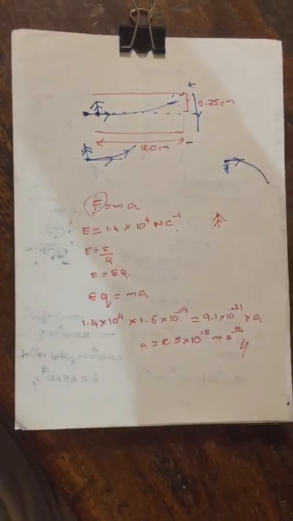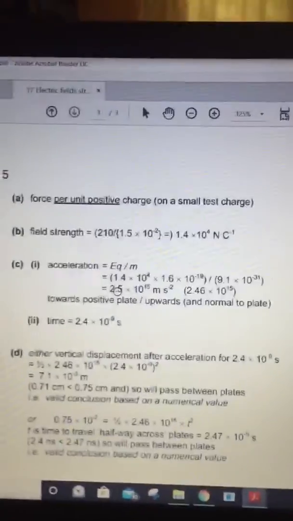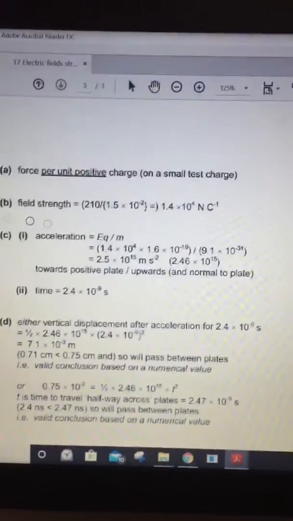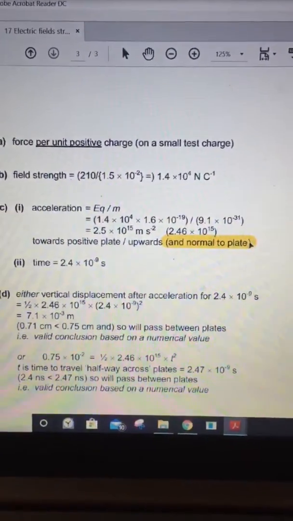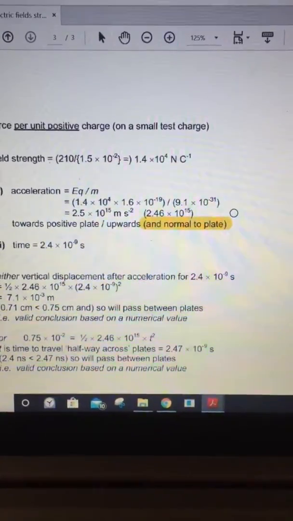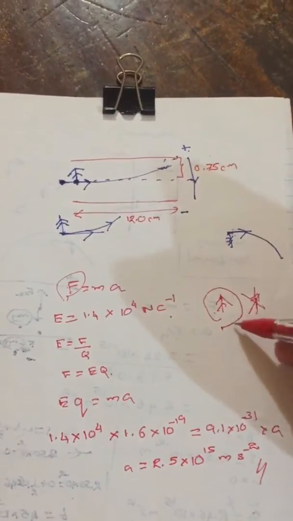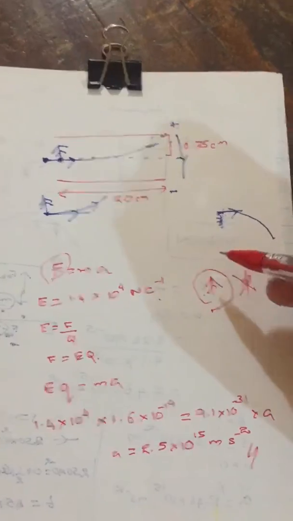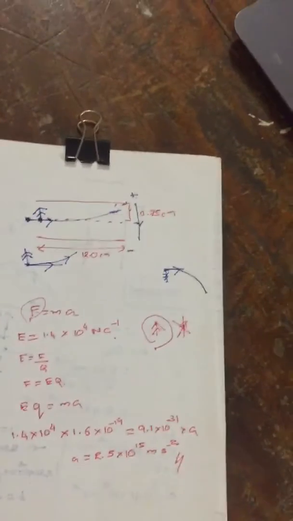As far as the direction is concerned, it's better to show the direction using an arrow, because if you look here in the mark scheme, towards the positive plate or upwards is given full marks, but inside brackets they also mention normal to the plate, that is, the acceleration is vertically upward. Perhaps in another paper they might expect that as well, so it's better to show the direction very clearly using an arrow, so there is no space for argument.